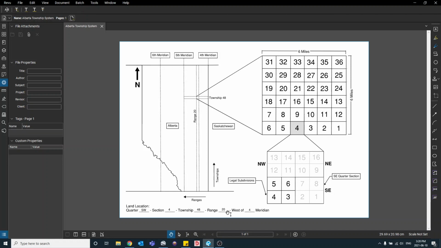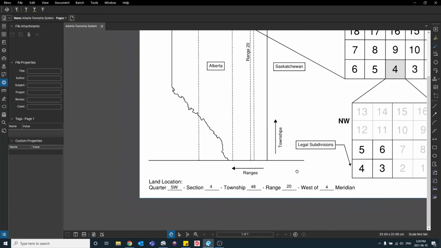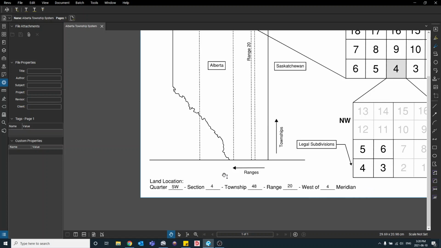So I'll just start by describing, in Western Canada, specifically Alberta, we have land location numbers, which describe where you're at. A land location is made up of a quarter number, section, township, range, and the meridian that you're west of. I'm not going to go into these numbers super quick here. I'll bring that up as I go through.